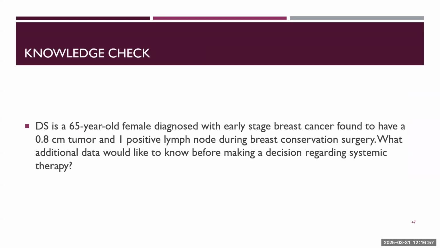So for another knowledge check, and I promise we'll take a break here soon. DS is a 65-year-old female diagnosed with early stage breast cancer, found to have a 0.8 centimeter tumor and 1 positive lymph node during breast conservation surgery. What additional data would you like to know before making a decision regarding systemic therapy?